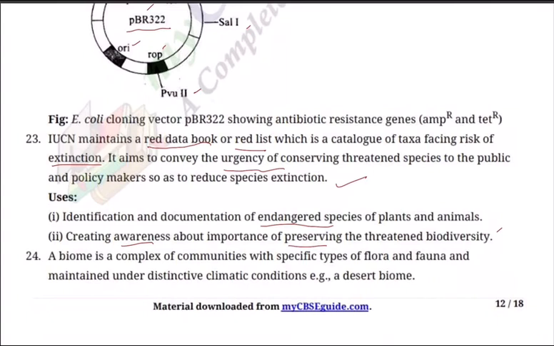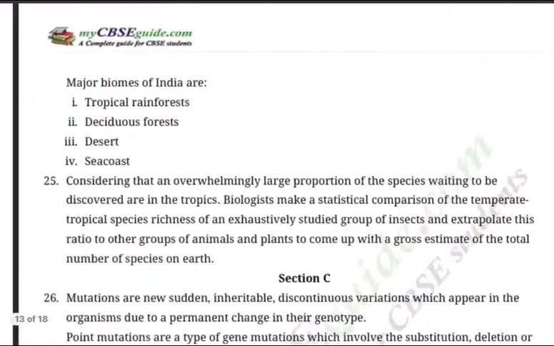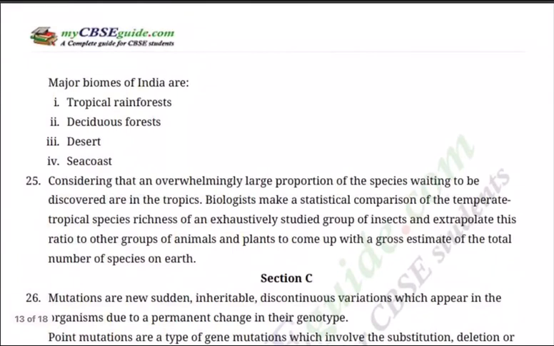Question 24. What is biome? Name the major biomes of India. A biome is a complex of communities with specific types of flora and fauna and maintained under distinctive climatic conditions, that is, desert biome. Major biomes of India are tropical rainforests, deciduous forests, deserts and seacoast.